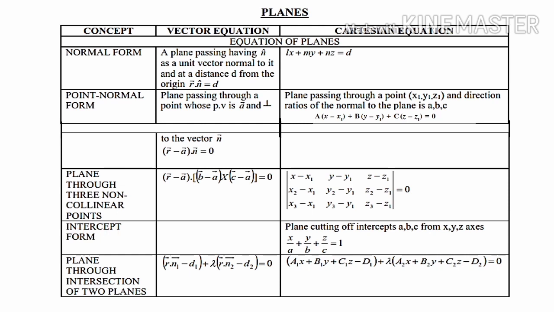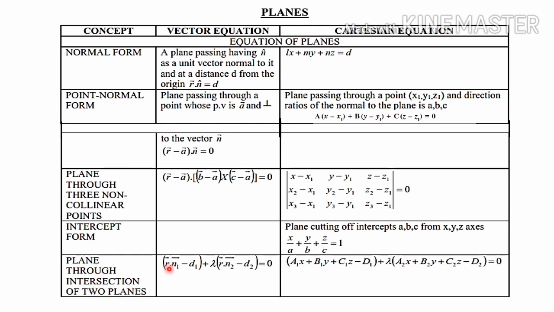Next is intercept form. A plane cutting off intercepts a, b and c from the x, y and z axes is x/a + y/b + z/c = 1. Next one is the plane through the intersection of two planes.